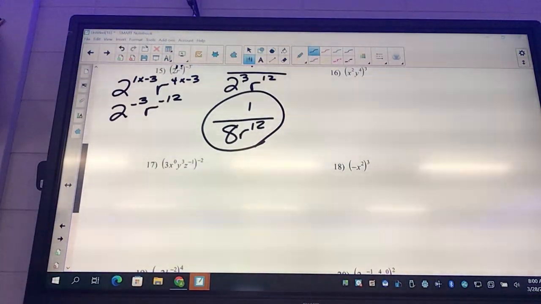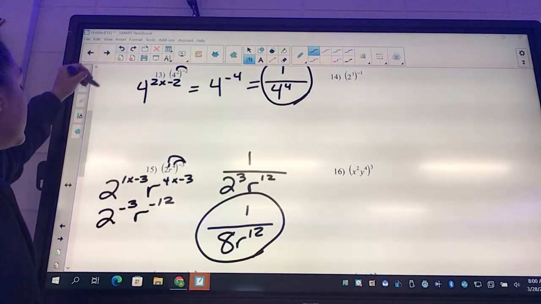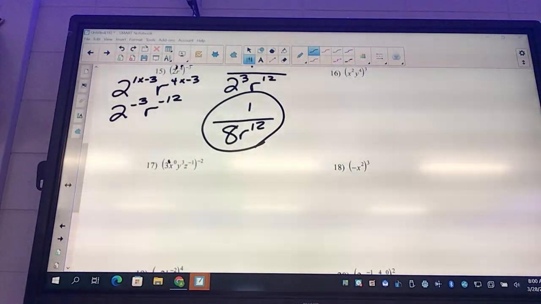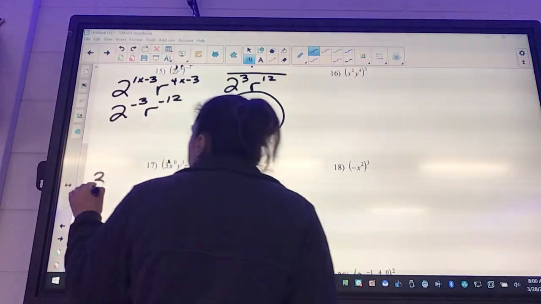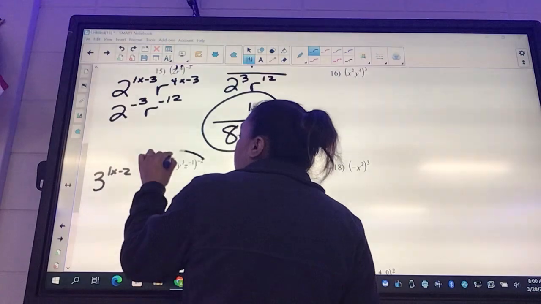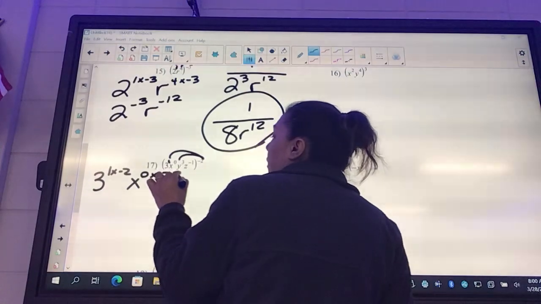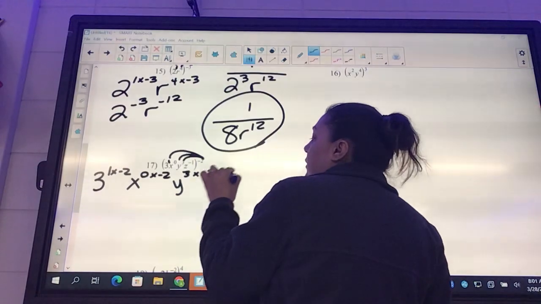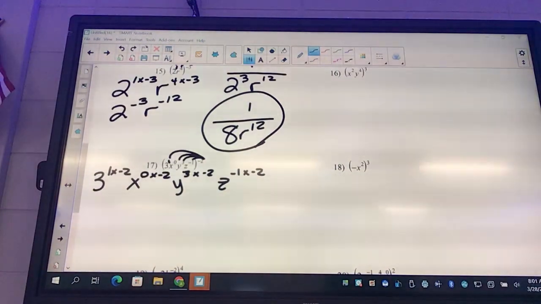Number 17 is pretty long, well, for some of you it is. Today, for me, it's going to be because I'm going to show every step. So we're going to put a 1 there. Some of you would just be able to say 1 times negative 2, and you know it's negative 2. You don't have to distribute it out. But we've got 3 to the 1 times negative 2, x to the 0 times negative 2, y to the 3 times negative 2, and z to the negative 1 times negative 2. So we're taking that negative 2 to each piece.